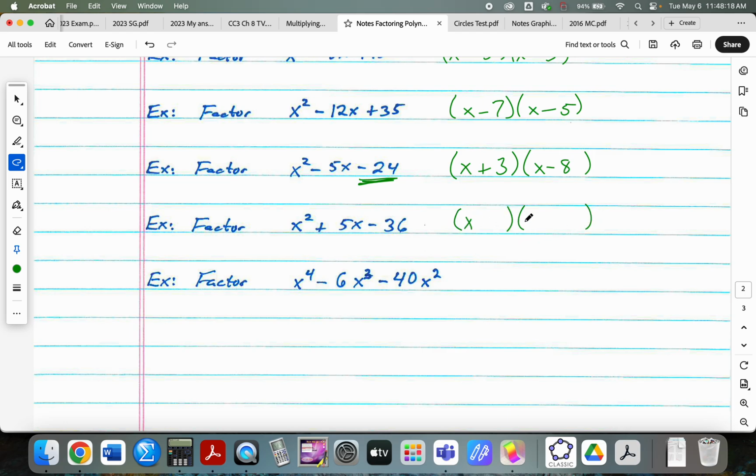So again, they both got to start with x and multiply together to be negative 36. And again, there's all kinds of things. It could be 18 and 2, or it could be 6 and 6, or all those different things. You have to spend a little time thinking about what's going to work. A negative 4 and a positive 9 is correct.